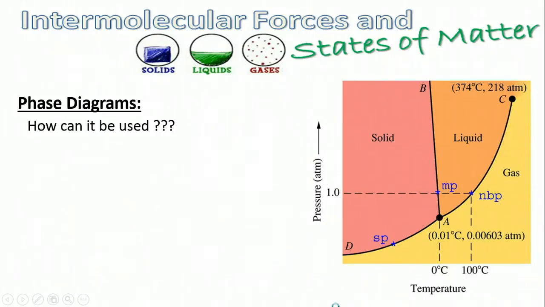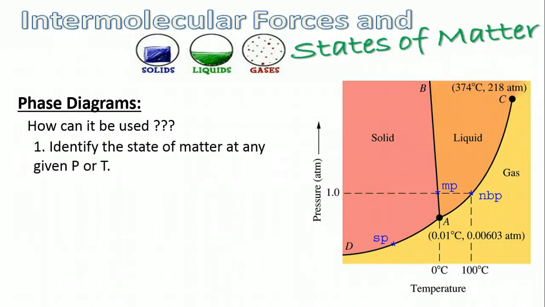Next, and more importantly, is how can we use these graphs? What kind of information can we get from them? There's a list of 3 things I'm going to give you here. The first being you can identify the state of matter at any given pressure or temperature.